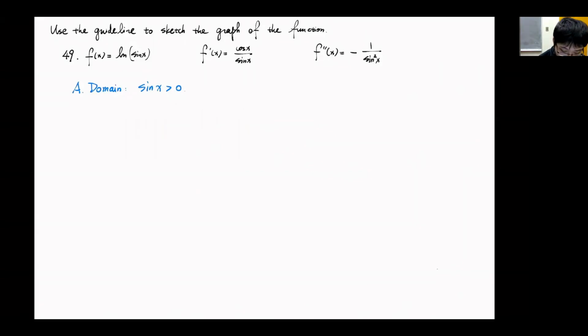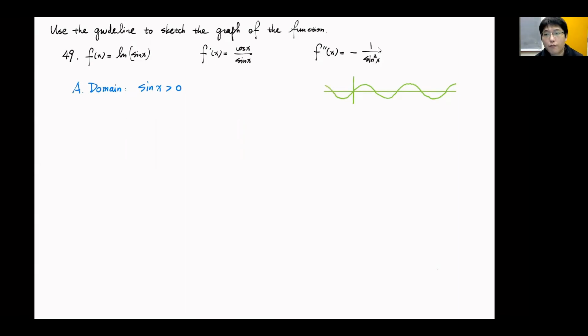You need to look at the graph of the sine function, and I will draw it in green over here. The graph of the sine function is positive from 0 to pi, negative from pi to 2 pi, and then positive from 2 pi to 3 pi, negative from 3 pi to 4 pi, etc. This pattern repeats, with negative from negative pi to 0 and positive from negative 2 pi to negative pi.